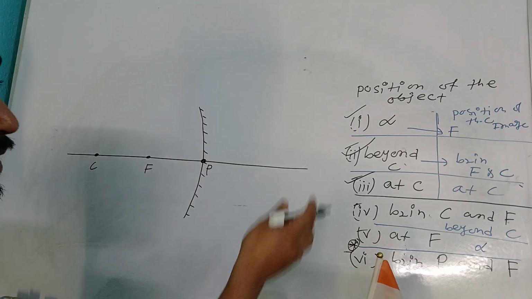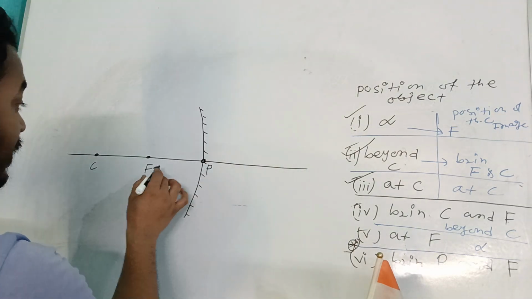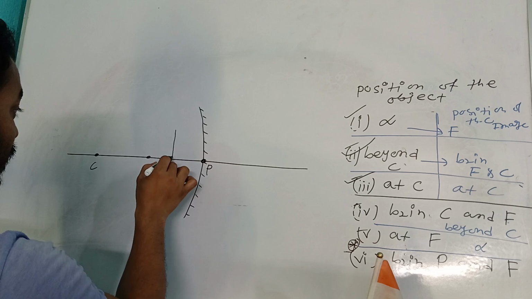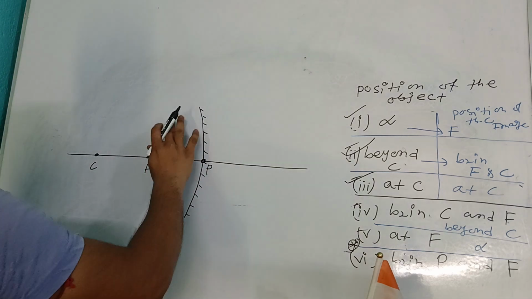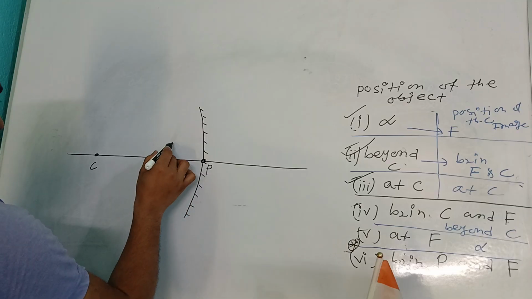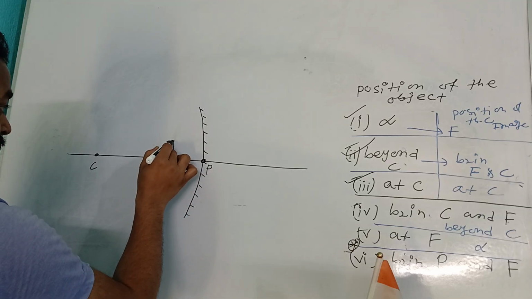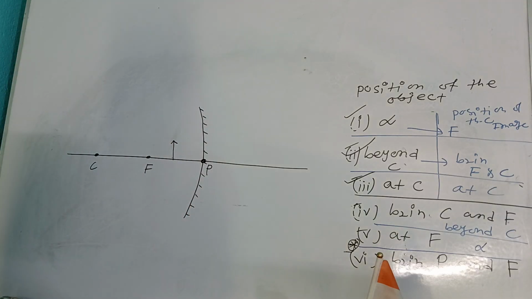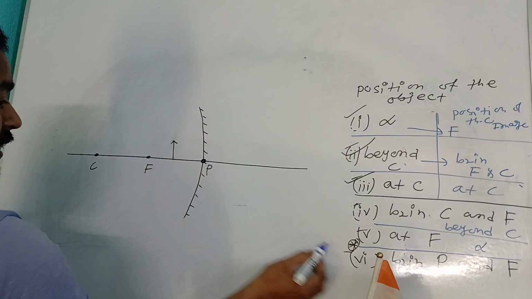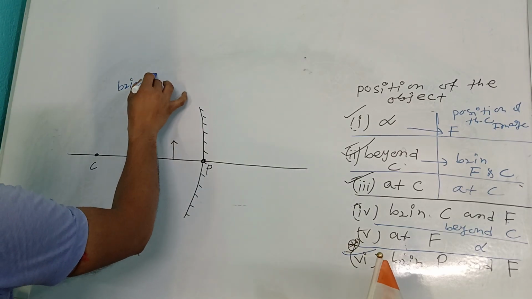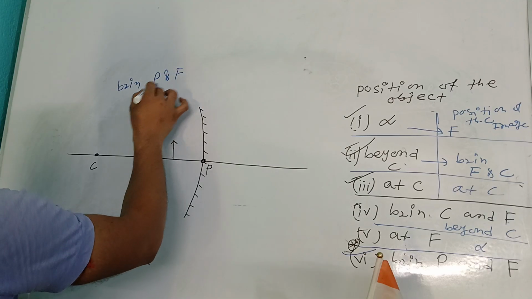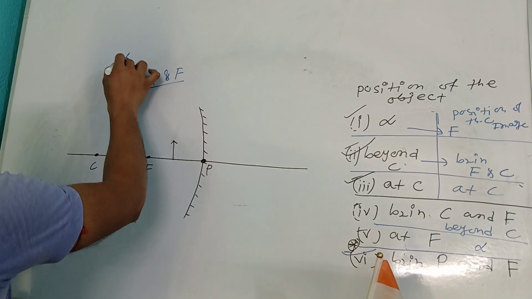Now what is the position of the object? Between P and F. So I am selecting this as the position of the object, or I am drawing, consider this is the object. So what is the rule? What is the procedure? Last one, between P and F. This is the position of the object.